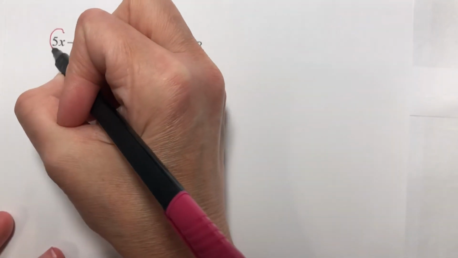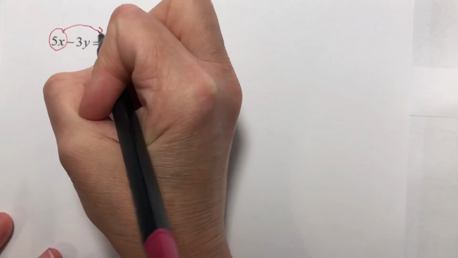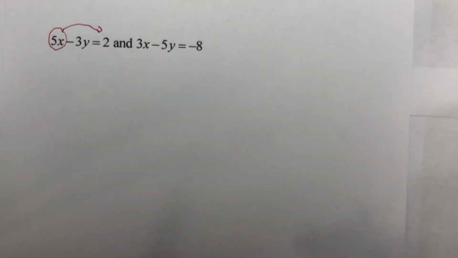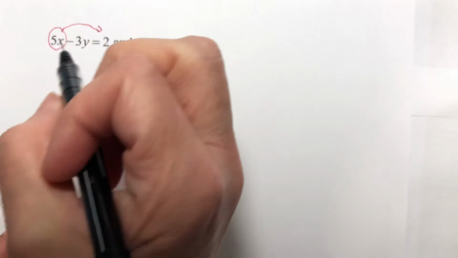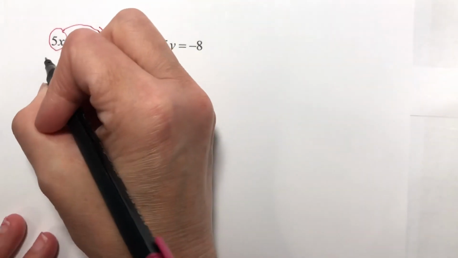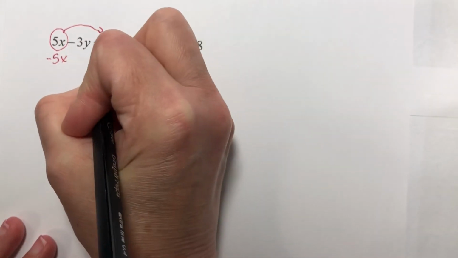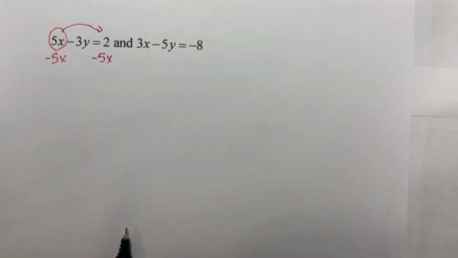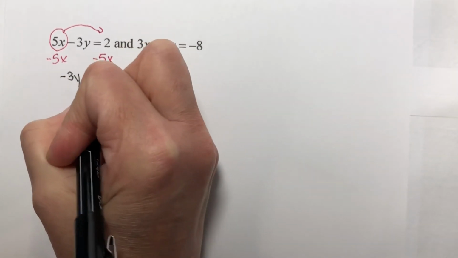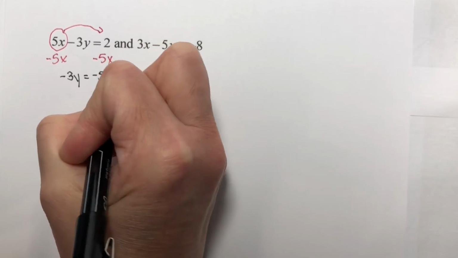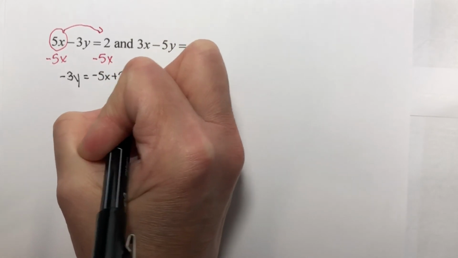So here I want to move the 5x over to the right. Notice how on many of these we're doing the same algebra steps. It really is repetitive. Once you've got this down, you're always going to have it down. So here, I need to subtract 5x from both sides. That gives me negative 3y is equal to negative 5x plus 2.